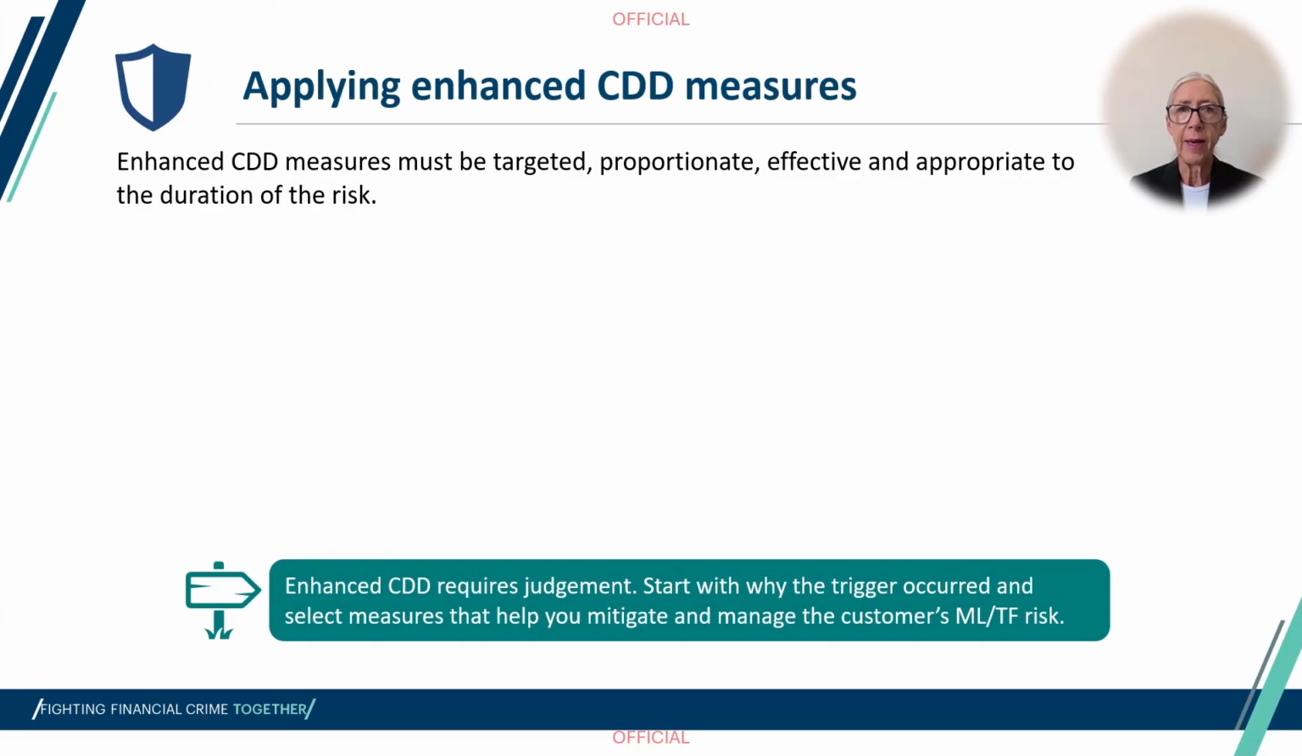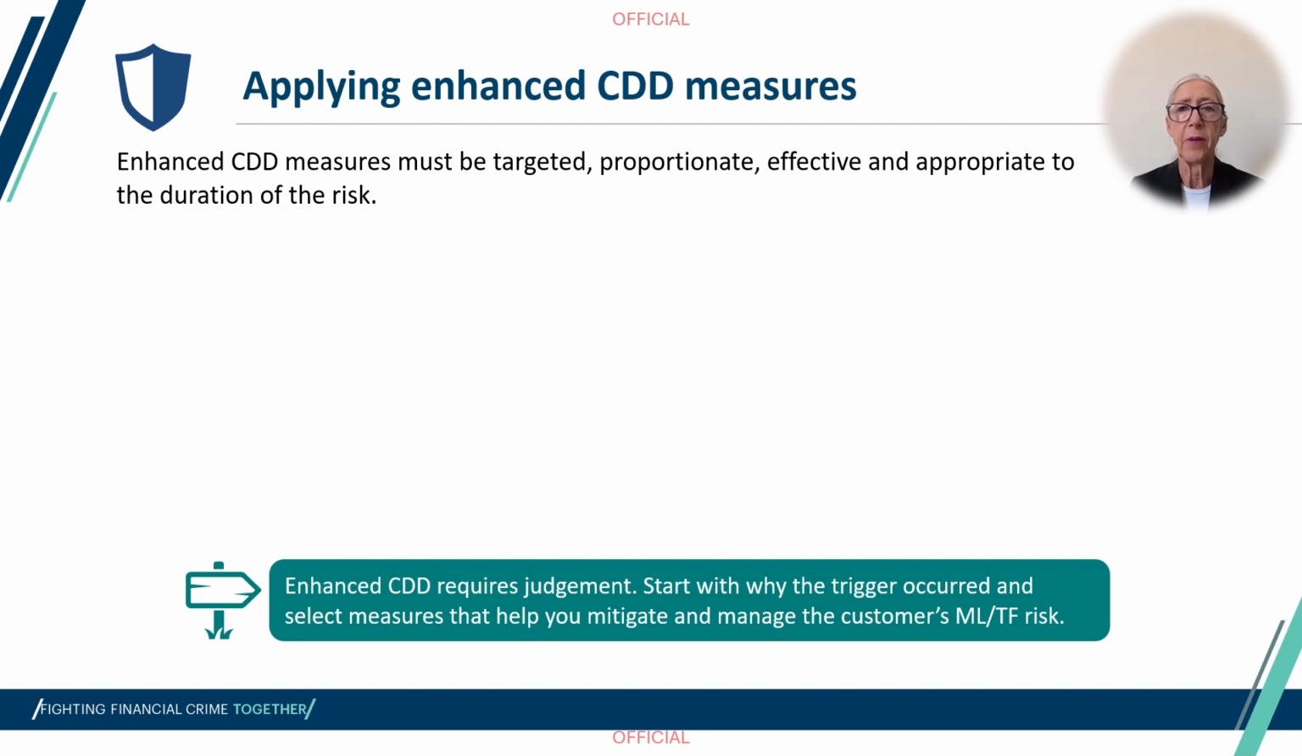Now that we've looked at when enhanced CDD must be applied, we can turn to the measures you can use. Let's start with exploring how to craft your enhanced CDD measures so that they are appropriate to the MLTF risk. Enhanced CDD measures support informed decision making. They help you determine whether you can continue to provide a designated service, whether additional controls are needed, or whether you should limit or decline services. The measures you choose are expected to be designed to mitigate and manage the risk.